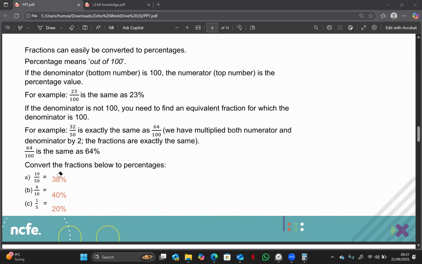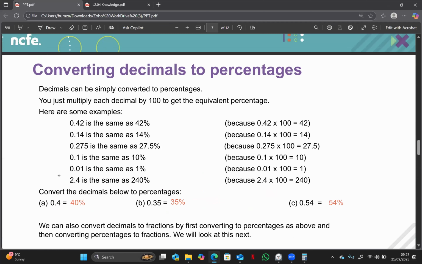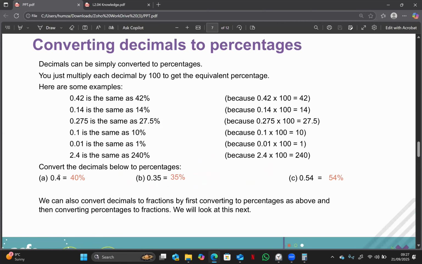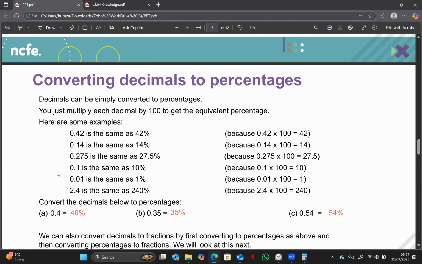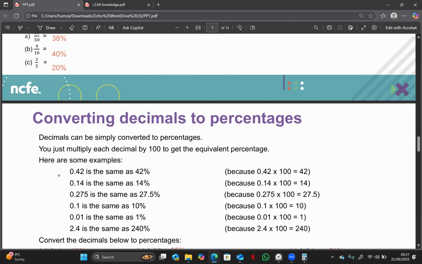So if we look at the answers, it is exactly what we said: 38%, 40%, and 20%. So, converting decimals to percentages. Decimals can be simply converted to percentages. You just multiply each decimal by 100 to get the equivalent percentage.